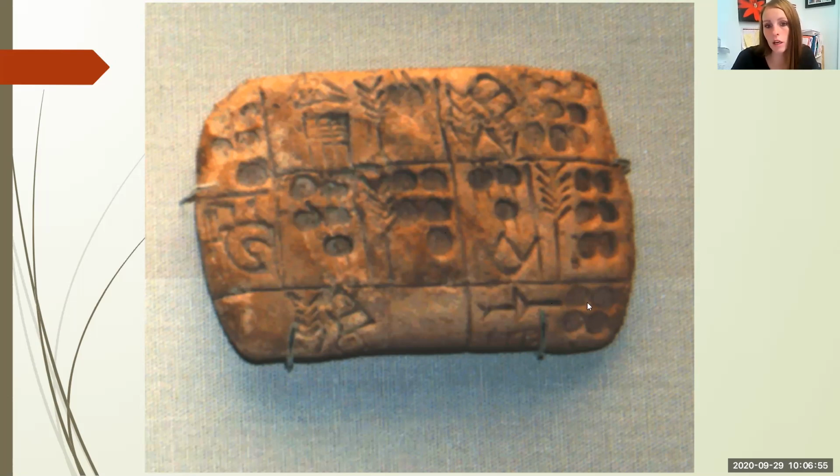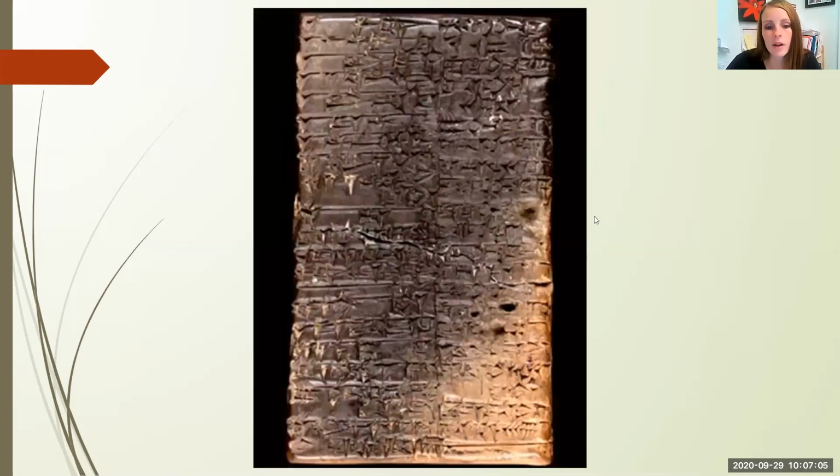So they used it to keep track of what they were trading with each other. And that's what their writing was at first. It's mostly symbols. All the early writing is mostly just symbols. And here's another picture of one of the tablets.